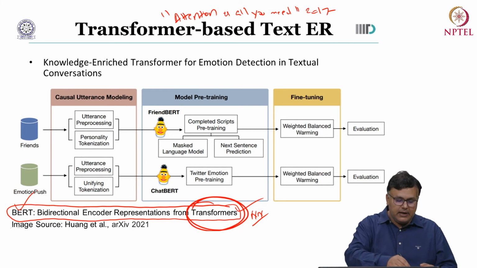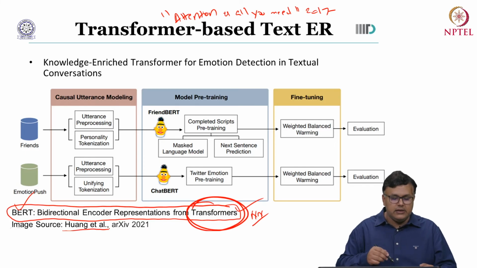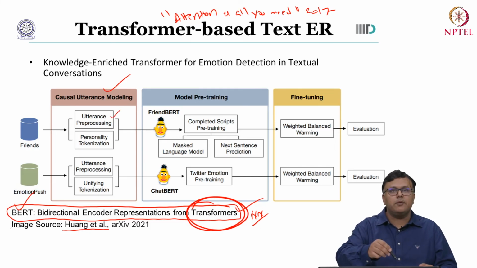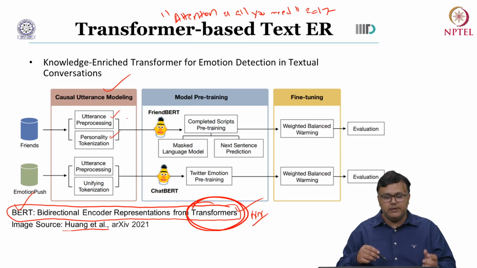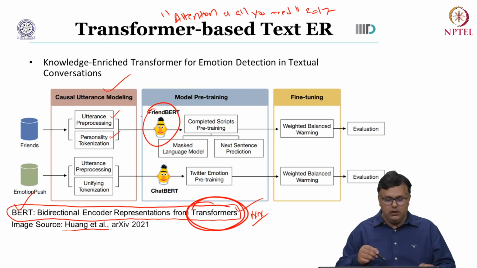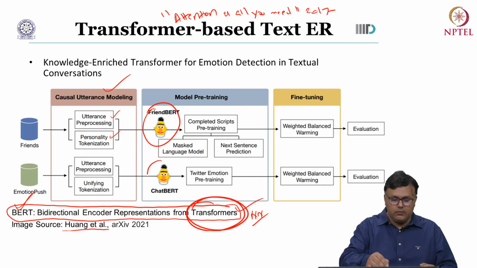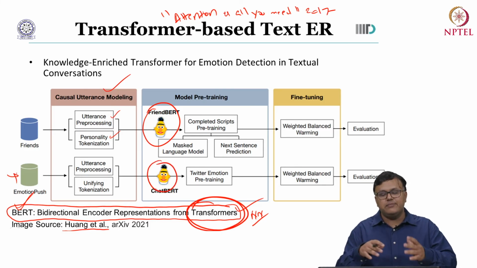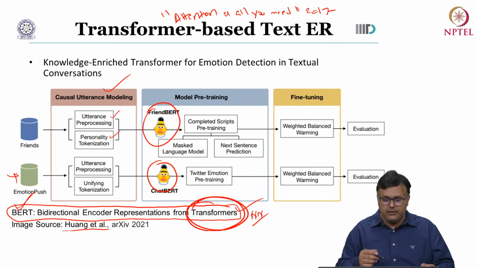So here is a work by Huang and others. What they're doing here is they are modeling the utterances. Okay, so they are doing utterance pre-processing and they are looking at the personality tokenization. So this is the pre-processing part. They input it into a pre-trained BERT model, which is called a friend BERT, and then the second one from the emotion corpora, they are input into a chat BERT. So these are, of course, as the name suggests, trained on different types of data.